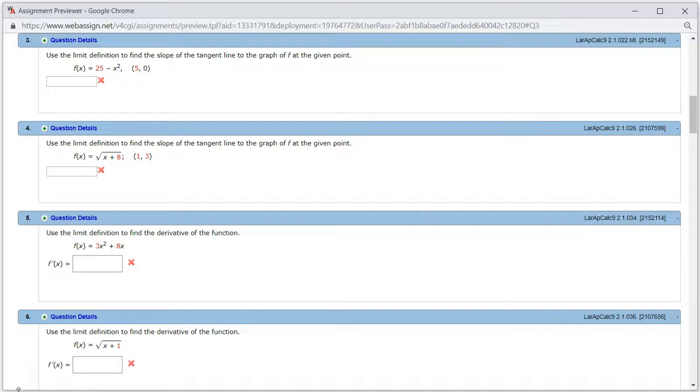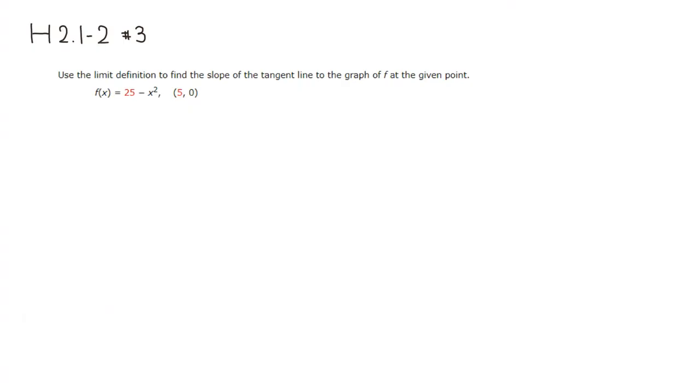Alright, let's look at homework 2.1, 2.2, problem number 3. Let's use the limit definition to find the slope of the tangent line to this function. The slope of the tangent line M is going to be a limit as delta x approaches 0.